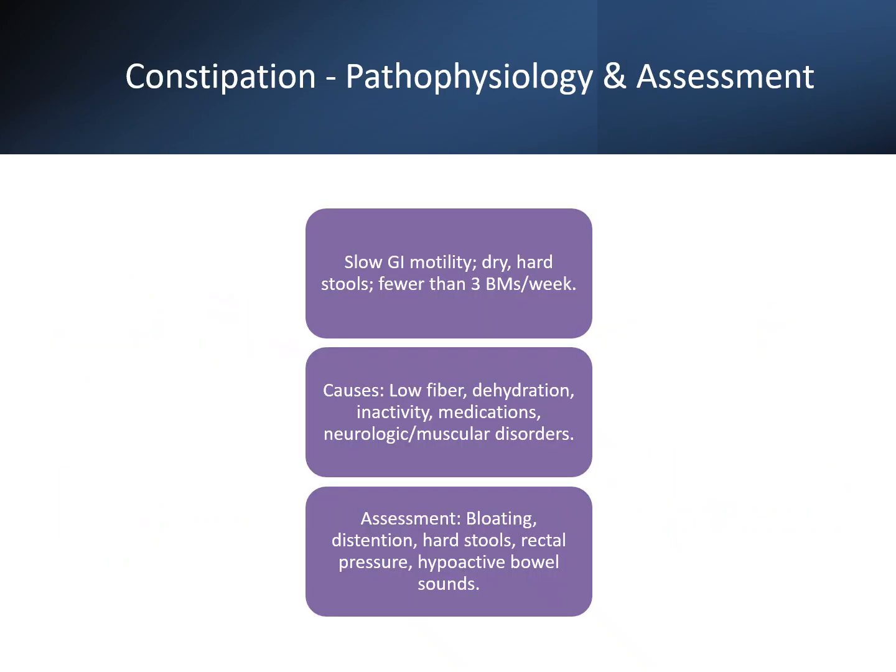So, constipation, pathophysiology and assessment. What causes constipation? Slow GI motility, dry, hard stools, fewer than 3 BMs a week. Causes: low fiber, dehydration, inactivity, medications, urological and muscular disorders. Assessment: bloating, distension, hard stools, rectal pressure, hypoactive bowel sounds.